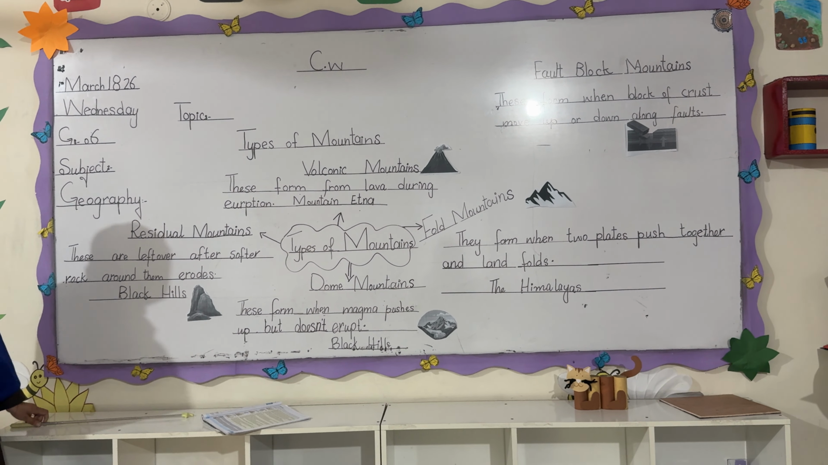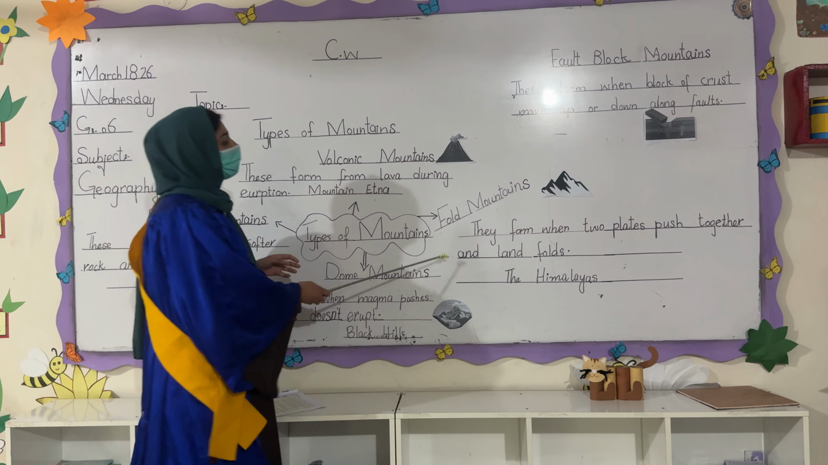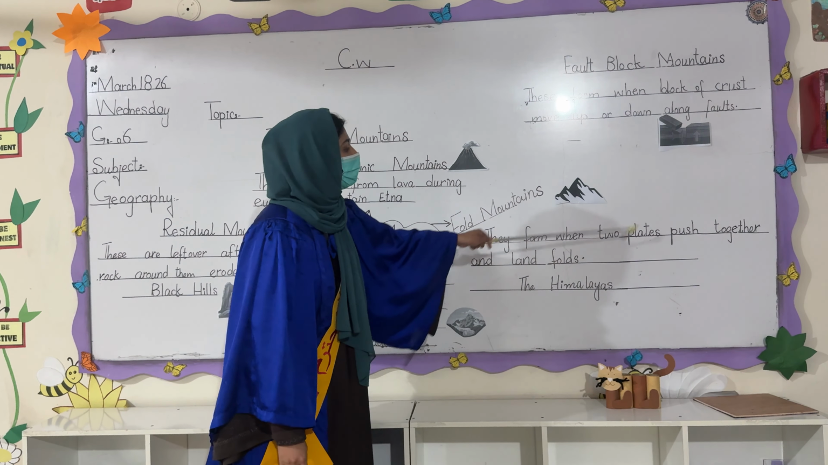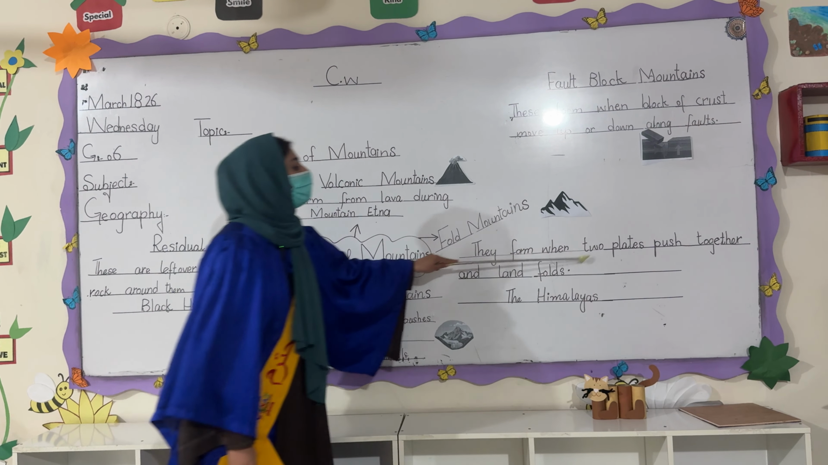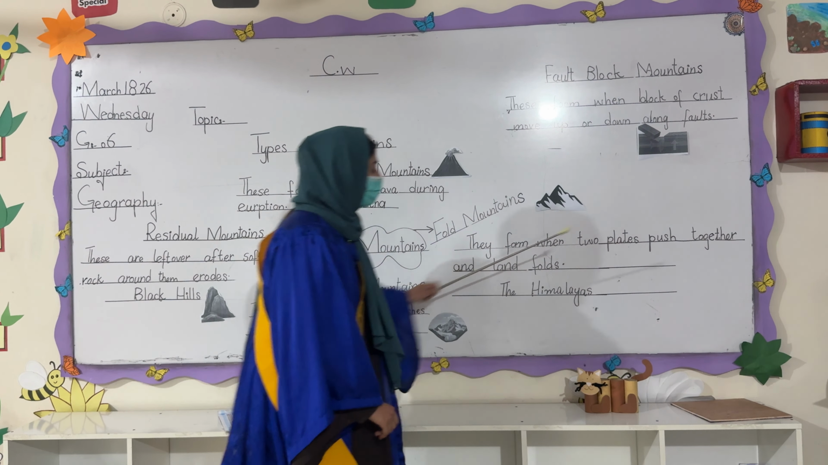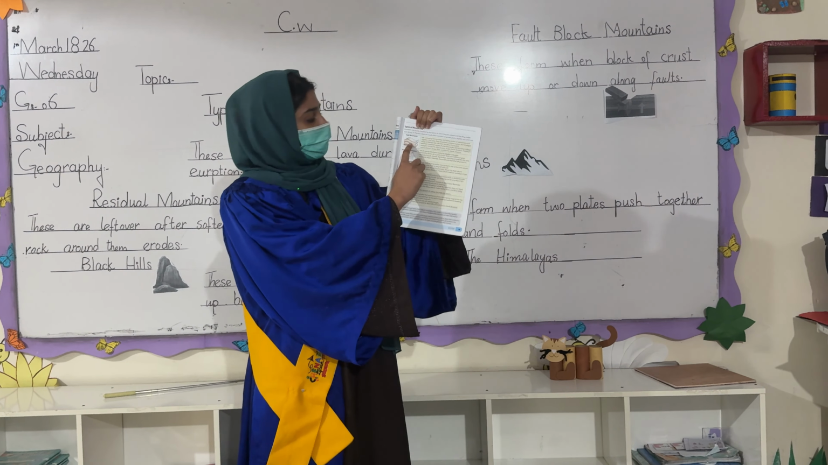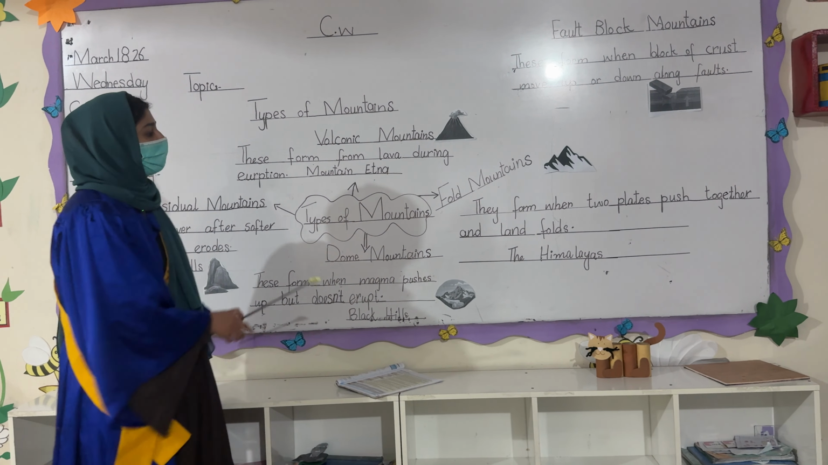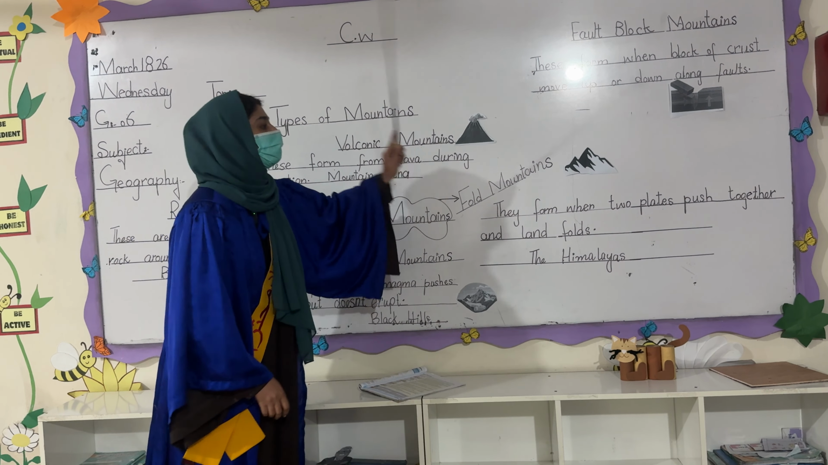So let's see what all these mountains are. Let's first see fold mountains. Fold mountains form when two plates push together and land folds. Here is the question, which plates? Two tectonic plates, you can see from your book and the picture, there are two tectonic plates. When these two tectonic plates push together and land folds, then the fold mountains are formed.